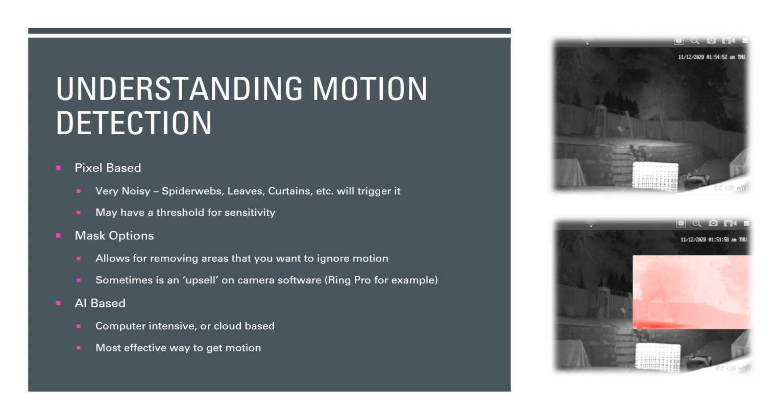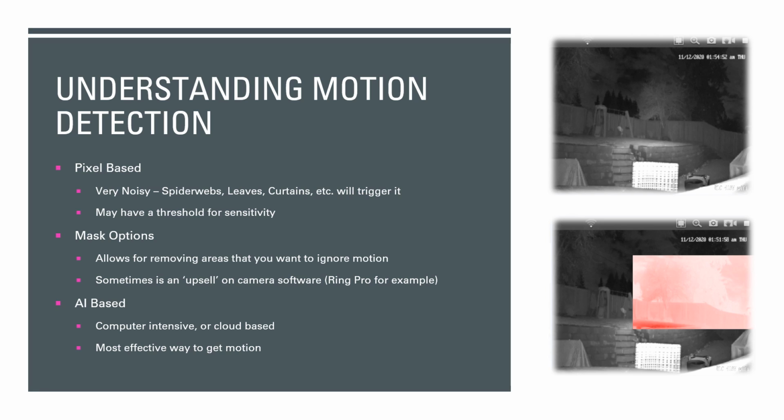Okay, so let's talk about motion detection, because there's a number of different techniques for doing motion detection, and it's important to know what your camera supports and what your software supports. Pixel-based motion detection means that if any of the dots or pixels on the screen change frame to frame, then that will trigger motion detection. Now there can be a threshold that says it has to be this many pixels or whatever, but it's not super smart.